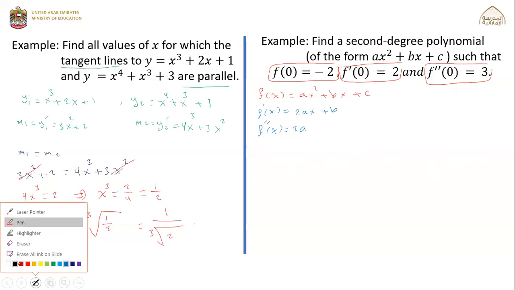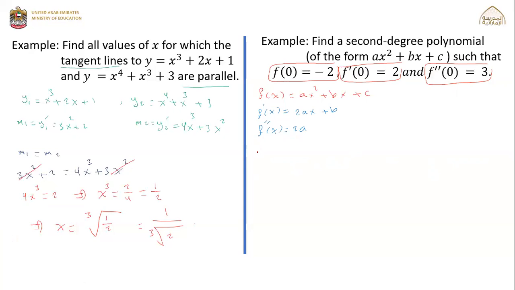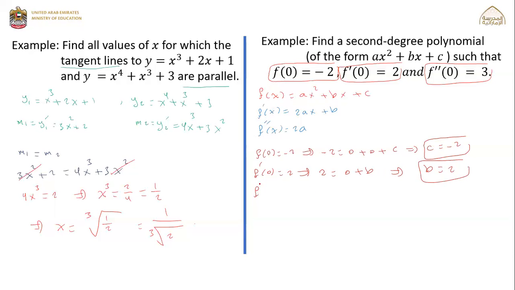After that, I will use my conditions here. I will start from the first one, which is f of 0 equal negative 2. That means the value of x equals 0 and the value of y equal negative 2. So negative 2 equal a times 0 squared, it's 0, plus b times 0, 0, plus c. So the value of c is negative 2. The second condition, f prime of 0 equal 2, I will use f prime now, so 2 equal 2a times 0, it's 0, plus b, that means b equal 2. The last condition, f double prime of 0 equal 3, gives me that 3 equal 2a. That means a equal 3 over 2.